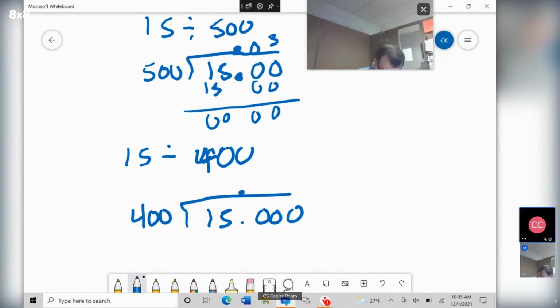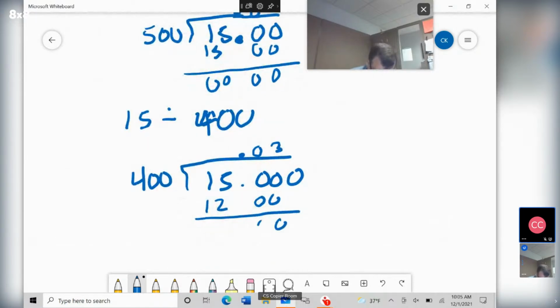Okay, remember the first thing we want to do is move the decimal up. Sometimes 400 goes into 150 zero times. How many times does 400 go into 1500? Well, 3 times 4 is 12, 4 times 4 is 16, so we know it's going to be 3 times. So 3 times 4 is going to be 1200. Okay, and what we're going to have to do is 0, 0, 3, and then bring this 0 down.